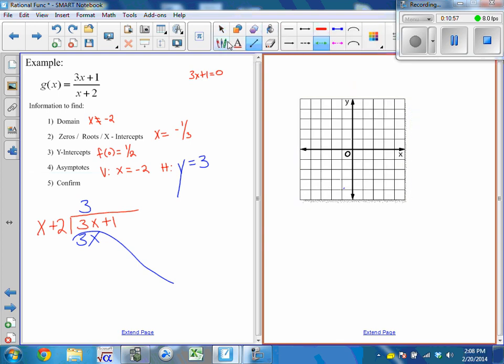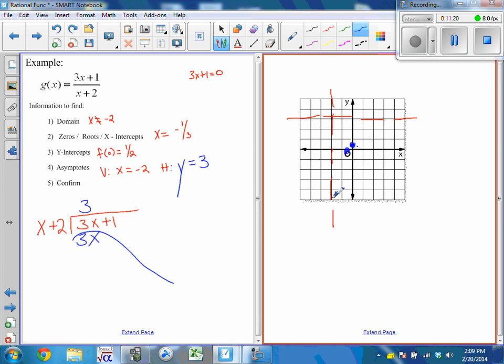So we have our vertical asymptote at -2, so I draw a line at -2. My horizontal asymptote is at 3. So there's those. Now, at 0, it is at 1/2. That's my y-intercept. And my x-intercept is -1/3.